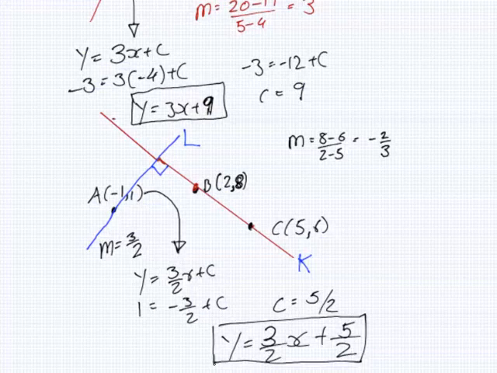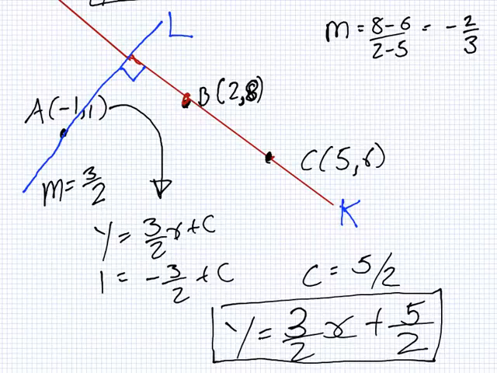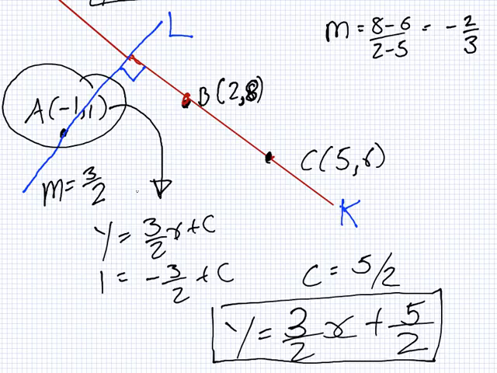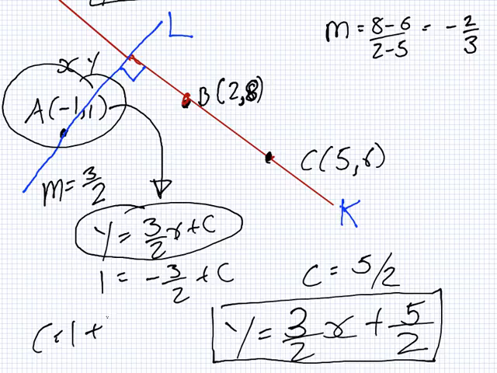Could you just repeat the last point? Which part is that now? Finding c. Yeah, so what I did was I took my A and put it into this. So it was 1 equals 3 over 2. Oh, no, that's wrong. Is it? No, that's right. Sorry. This is the x, this is the y. The y is 1, the x is minus 1. Okay, that makes it minus 3 over 2. Yeah. So then c equals 1 plus 3 over 2. Oh, okay. Yeah, which is 5 over 2. Yeah. Okay. Yeah, it's okay.